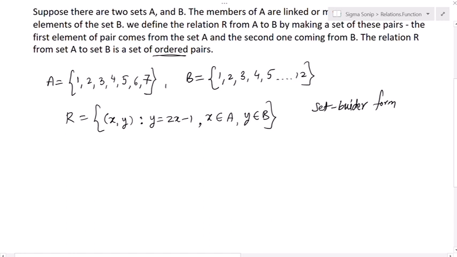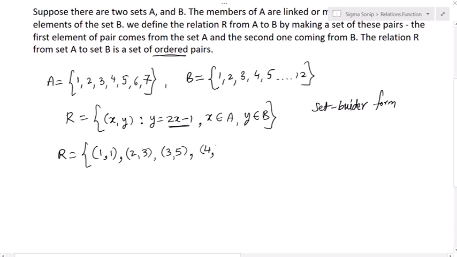In the roster form, all we need to do is pick up values of x and find the values of y. So R could be very well represented as: the first value of x I take is 1, then y is also 1. Second value of x is 2, and the y that we get is 3. Next one, x is 3, put in x equal to 3, and y you will get as 5.